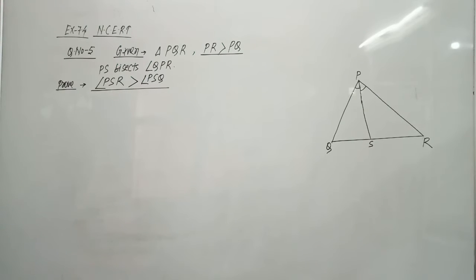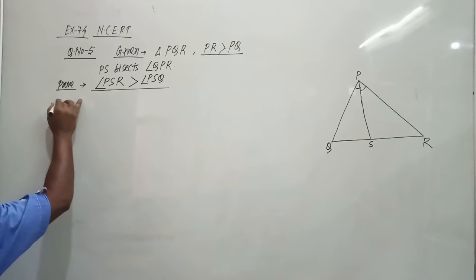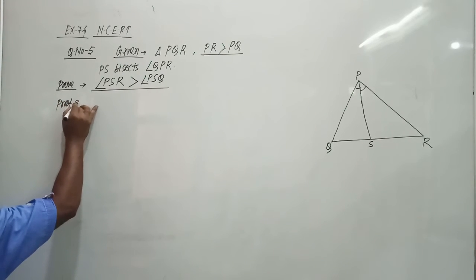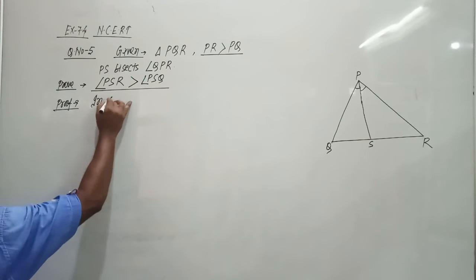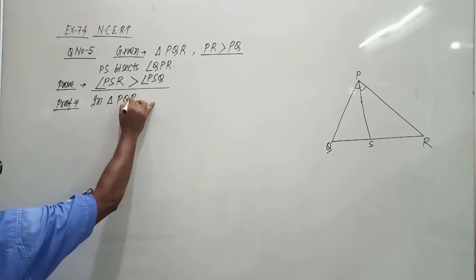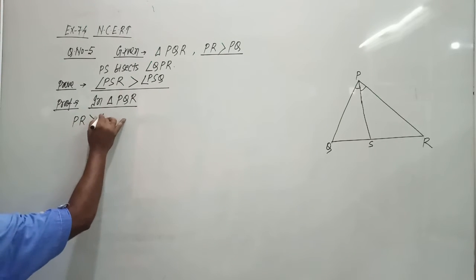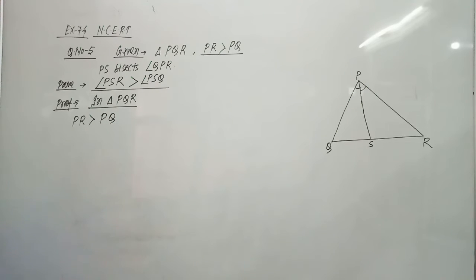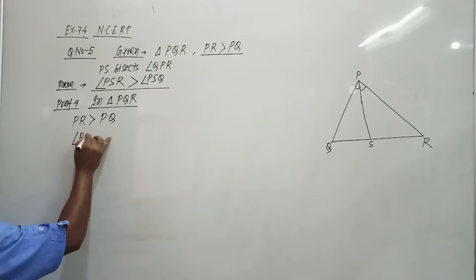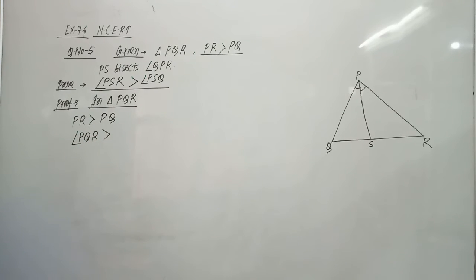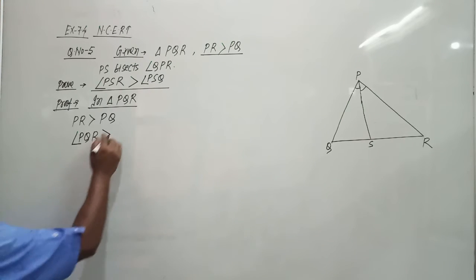So in triangle PQR, we have given that side PR is greater than side PQ. So angle opposite to side PR, angle PQR, is greater than angle opposite to side PQ, PRQ.